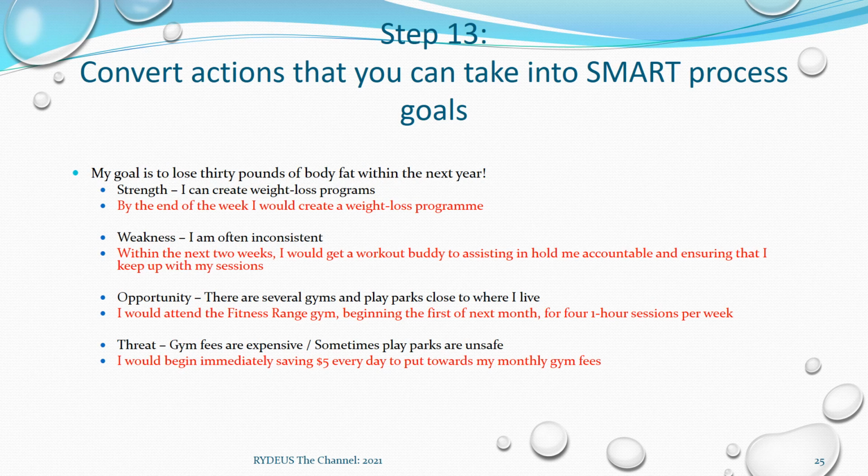Threat. Gym fees are expensive, or sometimes play parks are unsafe. Remember, we identified those as threats on the previous slide. So I would begin immediately saving $5 every day to put towards my monthly gym fees. That's how I'm going to work around the fact that gym fees are expensive. If I put $5 away every day, a month has give or take 30 days, that's $150 that I could put towards my gym fee. So I'm working around the threat that gym fees are expensive.